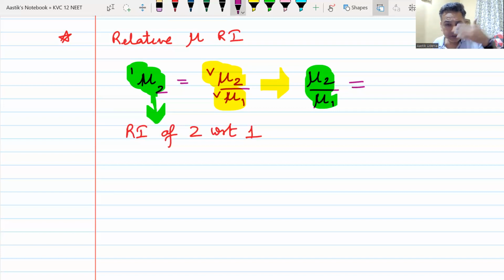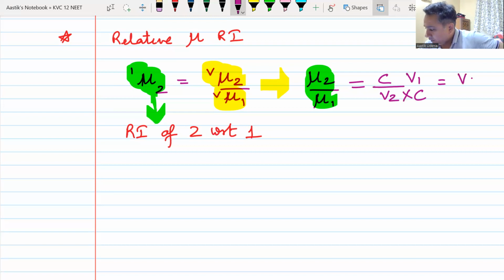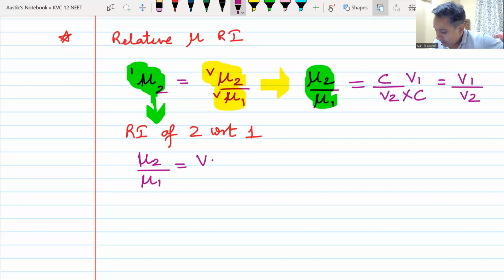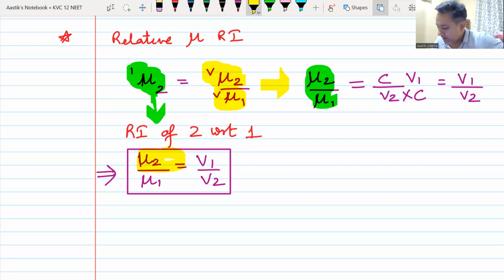Mu2 will be C by V2. So you can write it if you want to: C by V2 divided by C by V1. So you will have this formula, my dear friends, V1 by V2. So I have this revolutionary formula now. This chapter is all about formulae. Mu2 by mu1 is V1 by V2. Do we get this? Yes or no? A very important formula appearing right in front of our eyes.